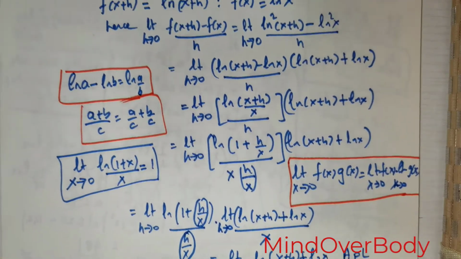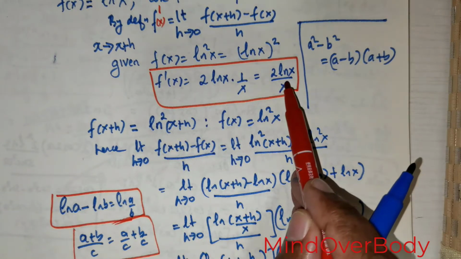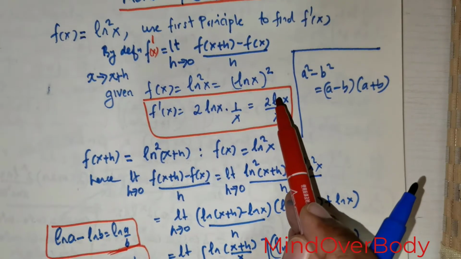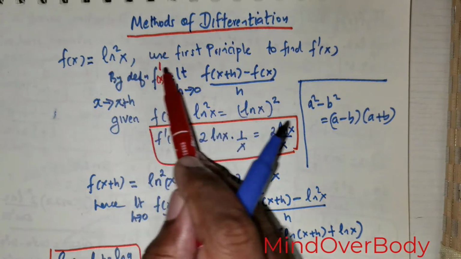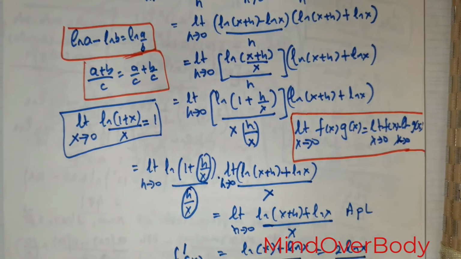So we have achieved the requirement to show that f'(x) is equal to 2 times ln(x) over x. And how did we do this? We did this using the first principle. So we will move on to the next question, students.